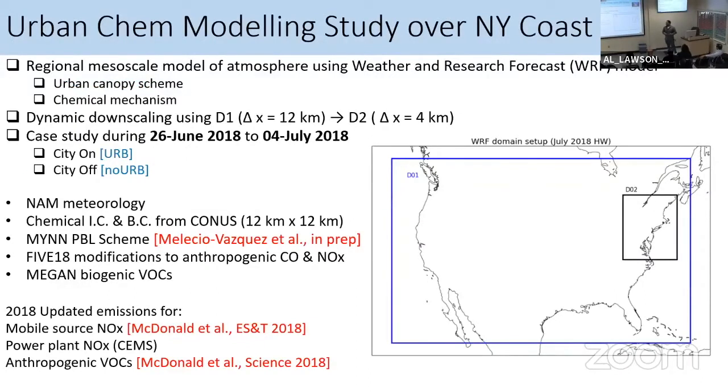And so when I say weather forecasting model, this is essentially how we configured it, and we used WRF over this domain. So domain 1 covers all of CONUS, and we target the East Coast in domain 2. And for this case study, what we did was we took these urban canopy codes and turned them on, and then we turned them off. And a lot of these models are driven by the NAM meteorology.